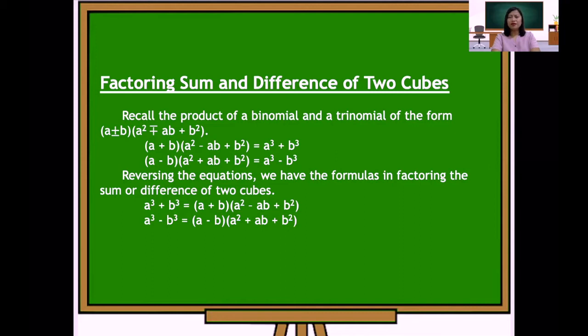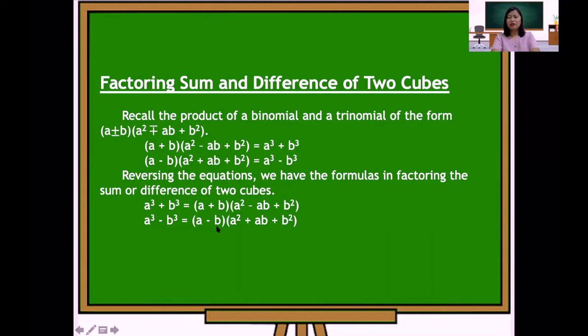A cubed minus b cubed. The factors are a minus b and a squared plus ab plus b squared. To get the binomial factor, we get the cube root of a cubed. It is a. This is minus, so we have here minus. Cube root of b cubed is b.